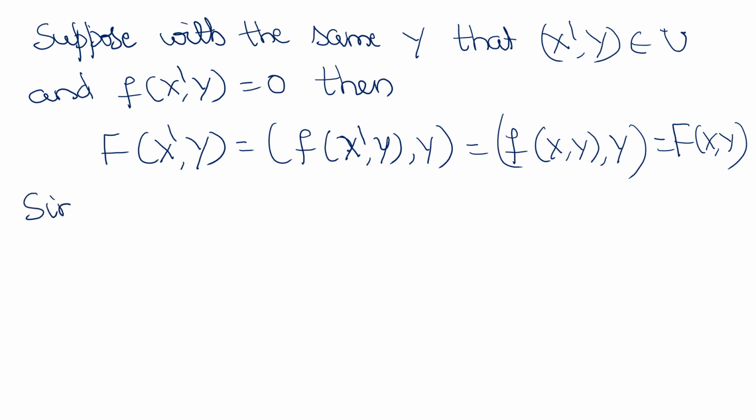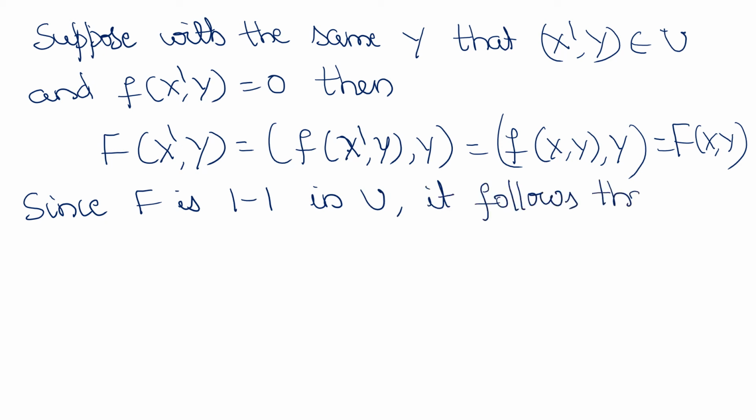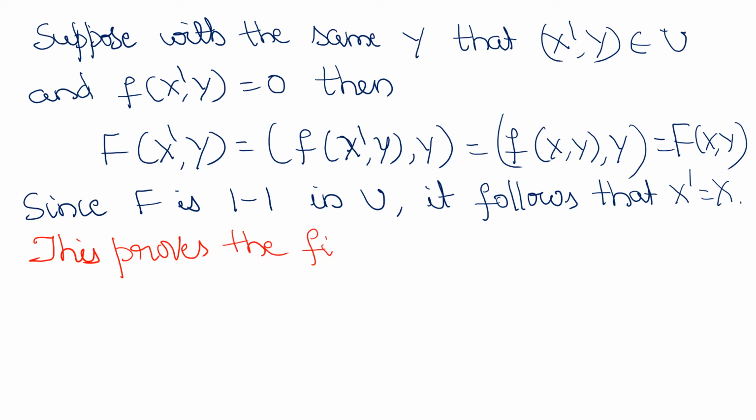And since f is 1-1, what does this mean? f(x', y) equal to f(x, y) should imply x' is equal to x. Since f is 1-1 in U, it follows that x' is equal to x. So this proves the first part of the theorem.